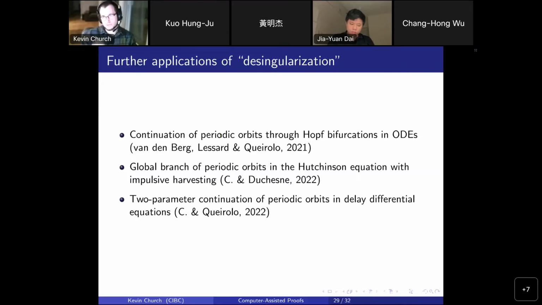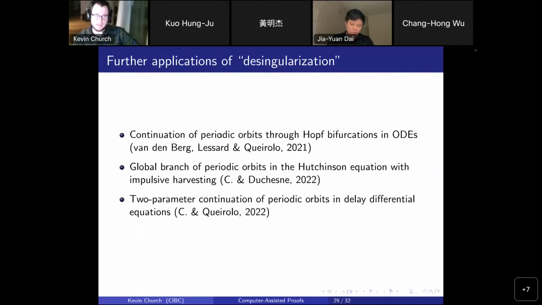I'll also mention a graduate student at McGill, Gabriel Duchesne. When I first started at McGill, he and I applied these ideas to a global branch of periodic orbits in the Hutchinson equation with impulsive harvesting. In this case, it's a non-smooth periodic orbit. There are discontinuities, so we actually don't use Fourier there at all. We use a different setup.